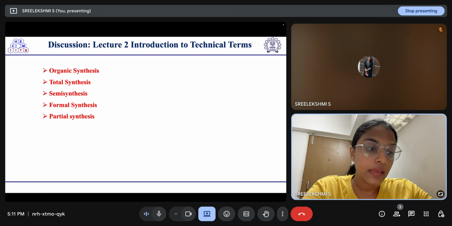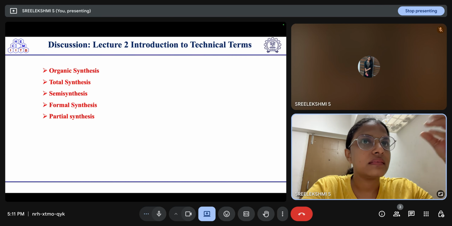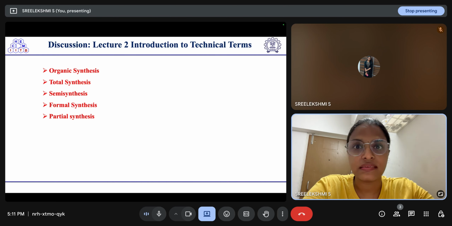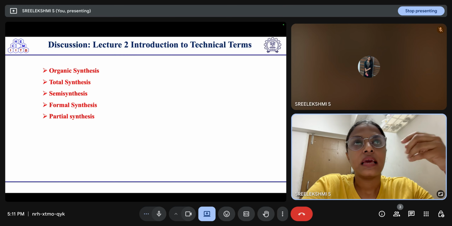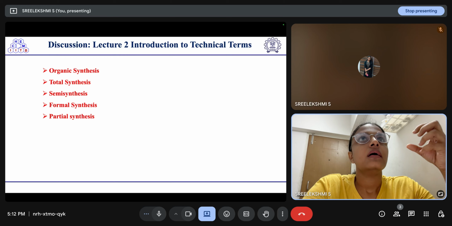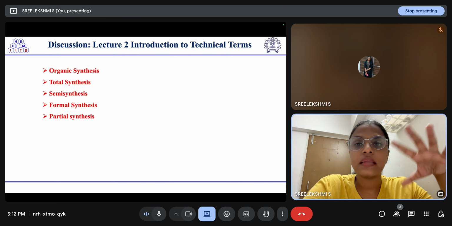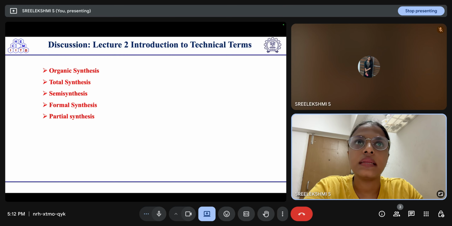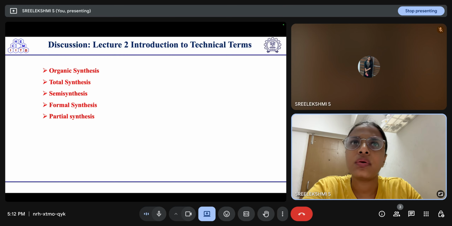Now the next one is semi-synthesis. Semi-synthesis means somewhere we are missing something from the total synthesis, which is why we call it semi-synthesis. We start from an advanced intermediate. For some molecules, the advanced intermediate is already available in nature in some form. We isolate that from nature and start the synthesis from that advanced intermediate, so that in two or three steps maximum we can reach the target molecule. That is semi synthesis.